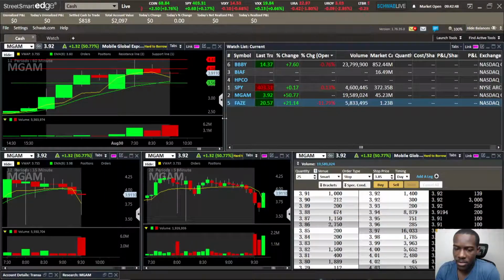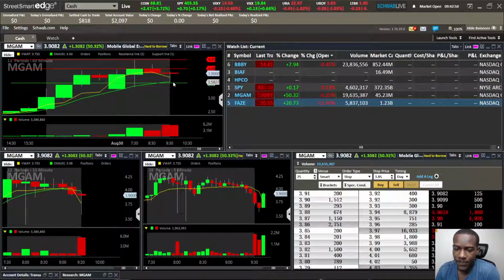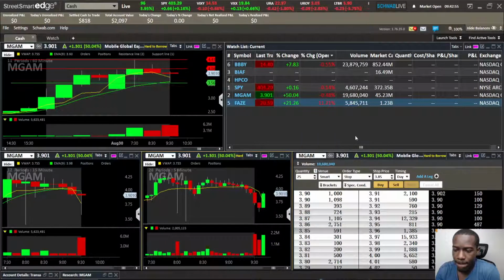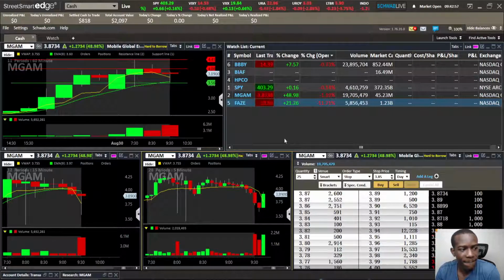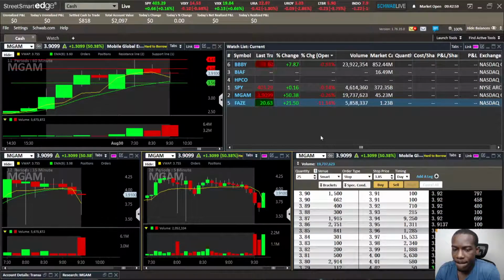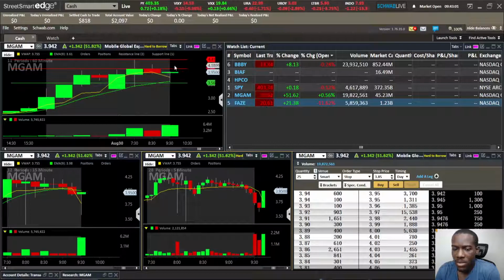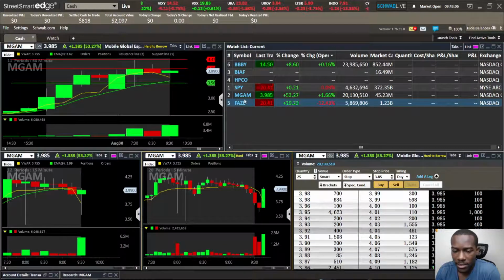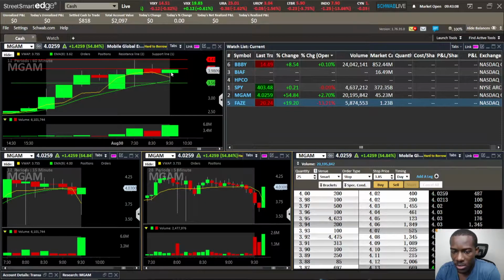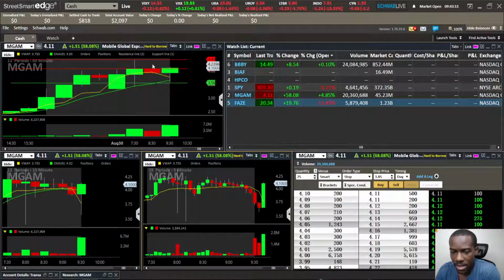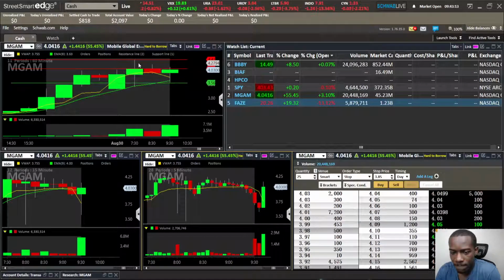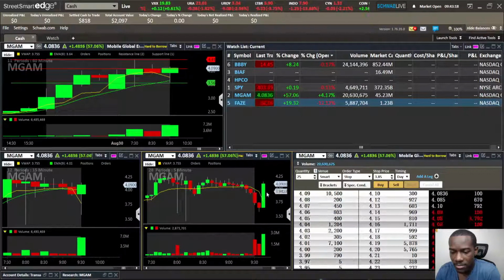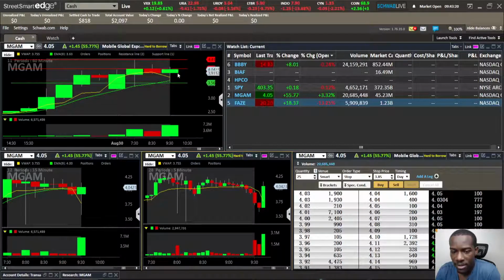Okay, so MGAM trying to come back green on the day. What will a test of this short area look like for it? Above the $4, if it can get there. It has a whole dollar resistance holding it. Popped up there very quickly. So getting up there above that 4. Are the shorts heavy in here?